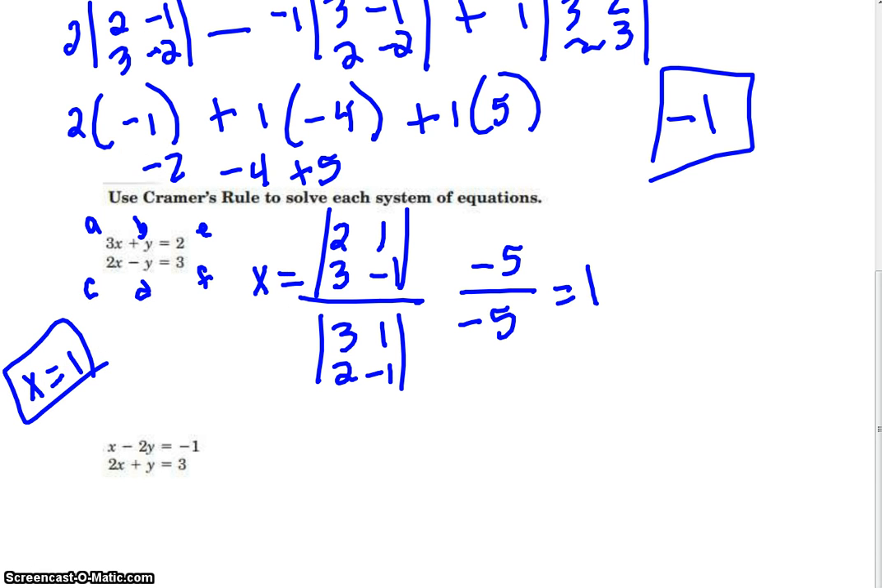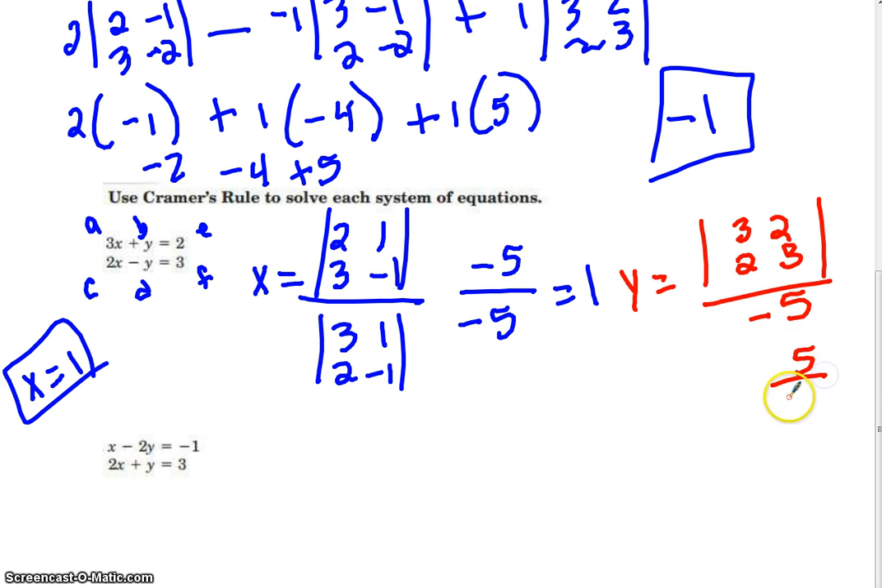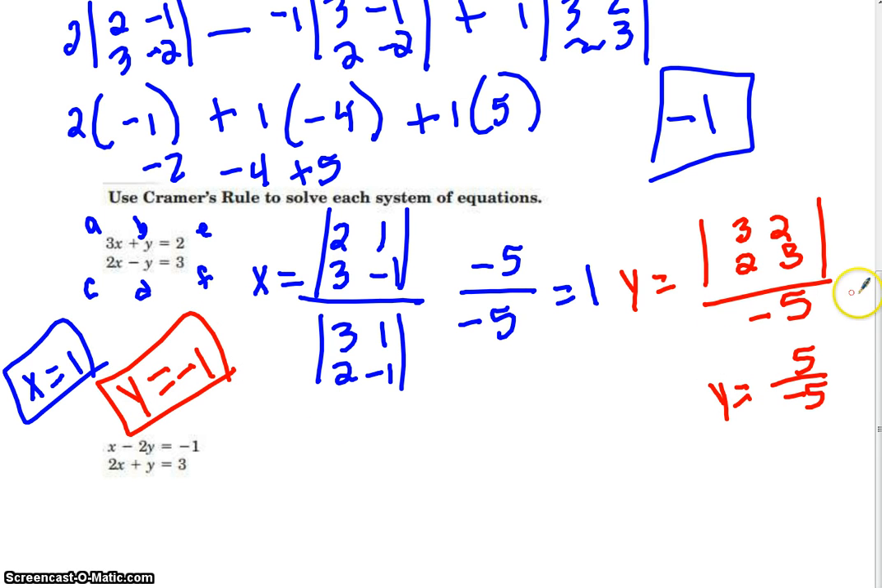I'm going to change colors. And so then to do Y, your formula is AECF. So that's going to be 3, 2, 2, 3, and it's still going to be ABCD on the bottom, so we know that that is -5. So on the top, if I could read my writing, I believe that's going to be 9 minus 4, so I've got 5 over -5. And so Y is equal to -1, because 5 divided by -5 is -1.